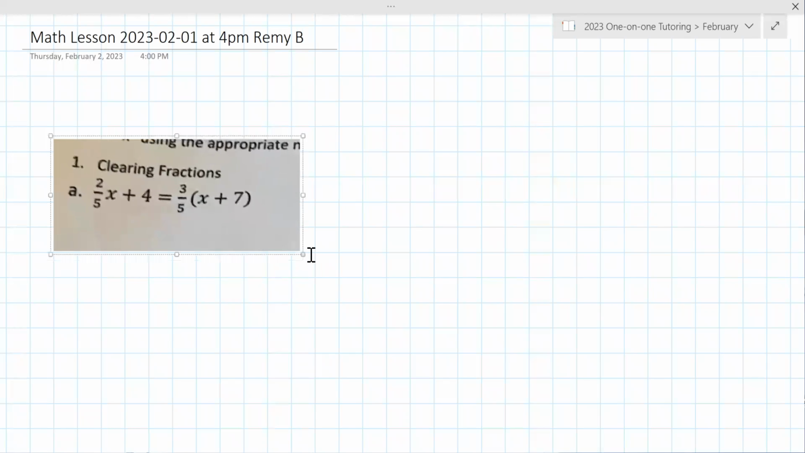Nevertheless, let's look at clearing fractions. Okay, so it's not going to probably say clearing fractions. It's just going to say to solve. And you identify, the first thing you do is you identify the bottom.